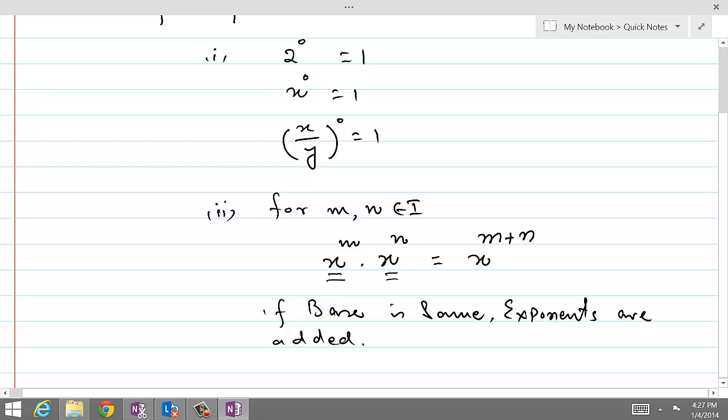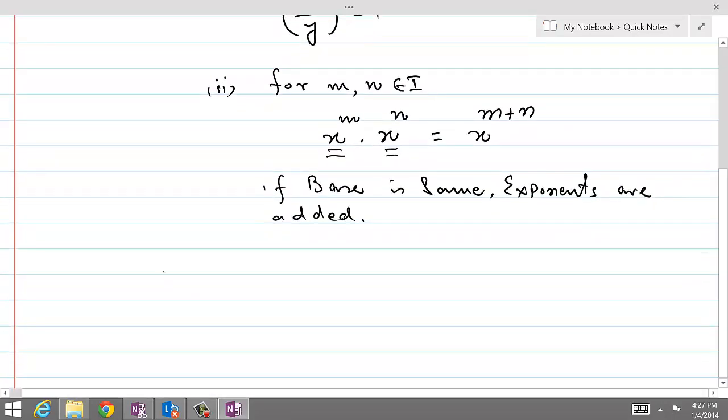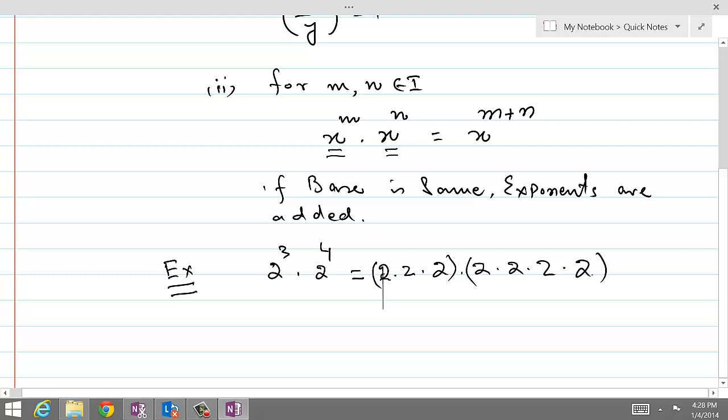Now, if we take a look at an example, we can give an example of 2 raised to power 3 times 2 raised to power 4. We know that 2 raised to power 3, if we write this as a product of repeated numbers, would be 2 times 2 times 2, and 2 power 4 will mean 2 times 2 times 2 times 2. 2 power 4 means that 2 is repeated 4 times, and 2 power 3 means 2 is repeated 3 times.